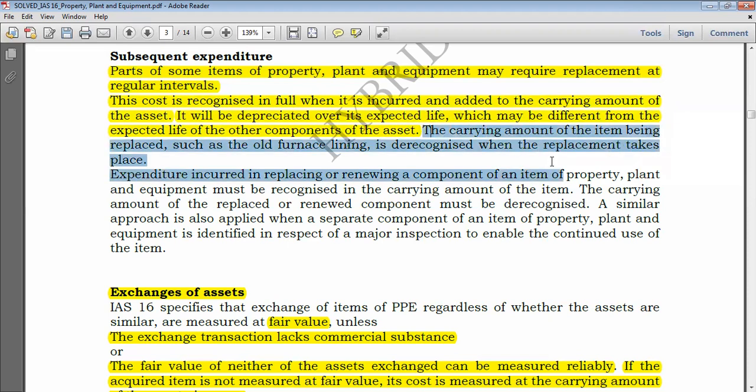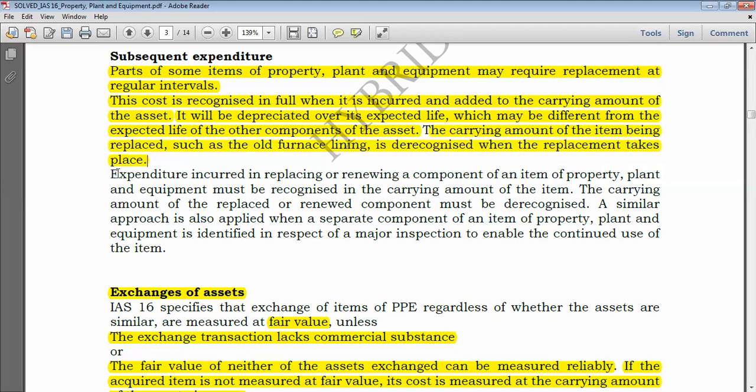Further, you're told the carrying amount of the item being replaced, such as the old furnace lining, is derecognized when the replacement takes place. Don't worry, I'll take you through this example. So what do we do? How do I know that I have to capitalize this expenditure? As I told you, we capitalize it if it actually improves the asset. Maybe it increases the useful life of the asset, or maybe it increases the performance of the asset, things like that.